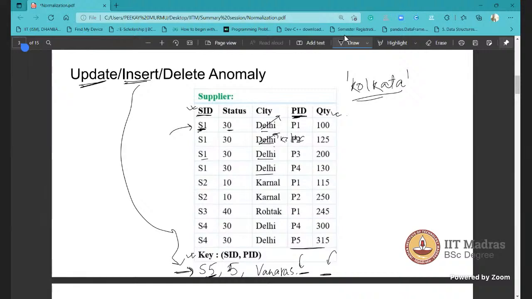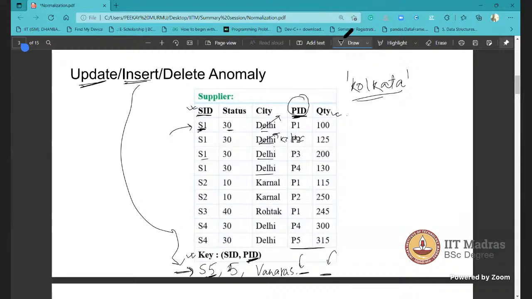And if PID and quantity were null attributes, then we could insert. But PID is the primary key. It cannot be null. Okay. Here it is given. Yes, yes. Okay. Listen.